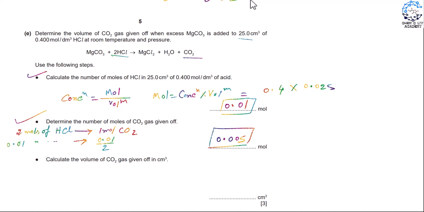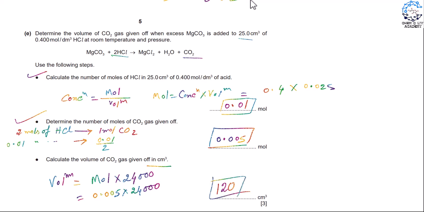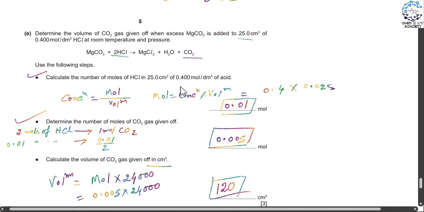Now calculate the volume of carbon dioxide given off in centimeter cube. So the volume of the carbon dioxide equals mole times 24. We'll get it in decimeter cube. So we can multiply by 1000 in order to find it in centimeter cube. So 0.005 times 24,000. If we multiply, we are going to get 120 centimeter cube. So 120 is that. Is there any more question?